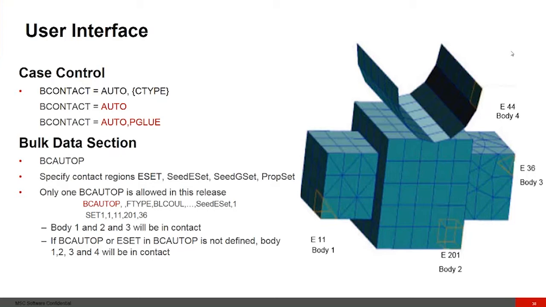So BCAUTOP, you see that we have an option for the friction type in case you're using the touching contact. Here we are using the seed ESET 1. You can see it's using elements 11, 201, and 36. This means that only contact bodies that have those elements will be included. So body 1 for element 11, body 2, and then body 3. So elements on body 4 are not included. That being said, if we had not defined the seed ESET and we had just set the ESET, all the elements in the model would have been included.